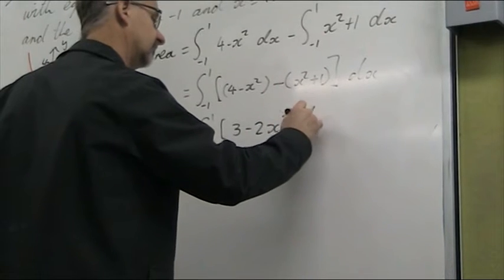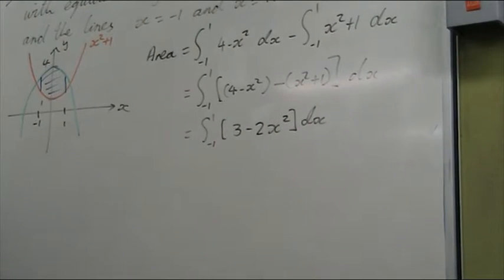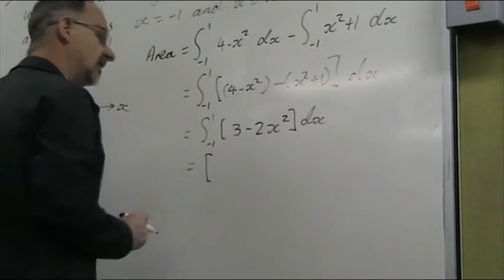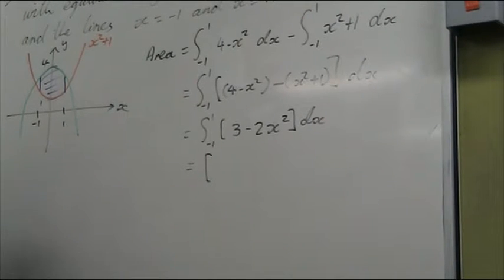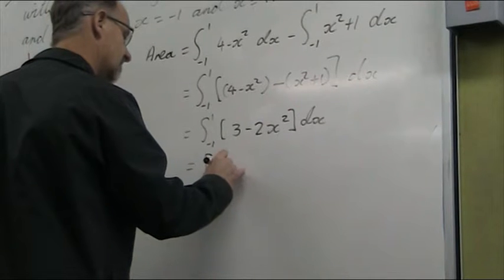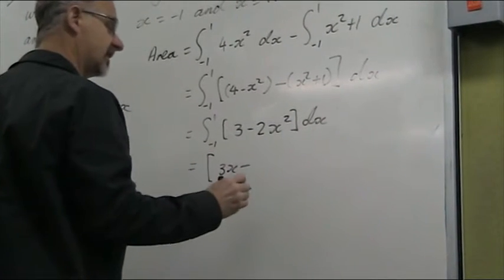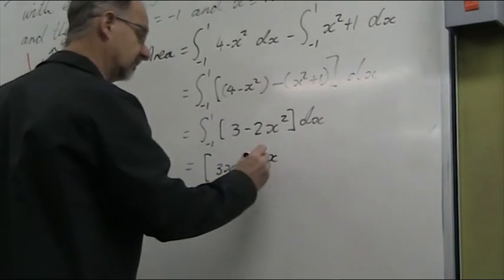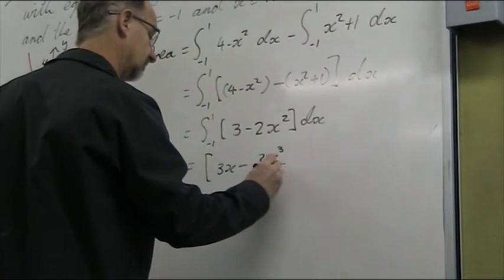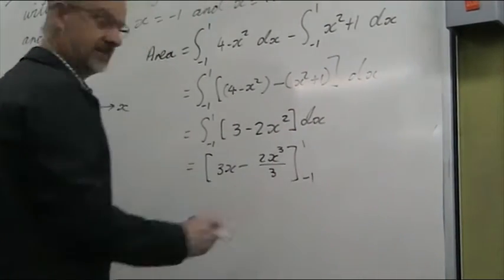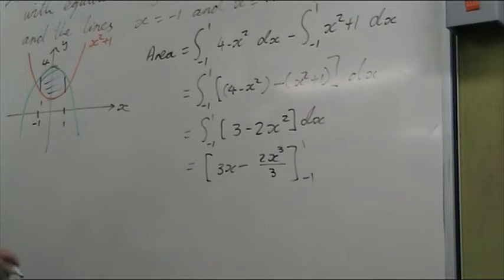Minus 2. Alright, then we use the fundamental theorem of calculus. So when we anti-differentiate 3 we get 3x, and when we anti-differentiate 2x squared we get 2x cubed over 3, between 1 and minus 1. We now stick in those numbers.